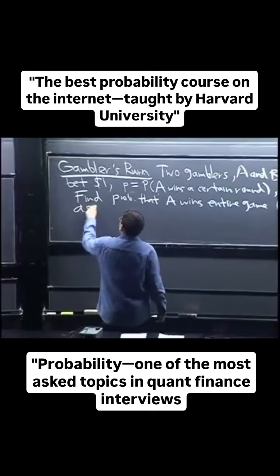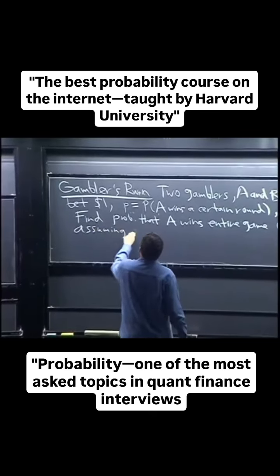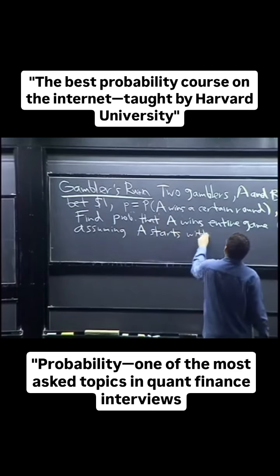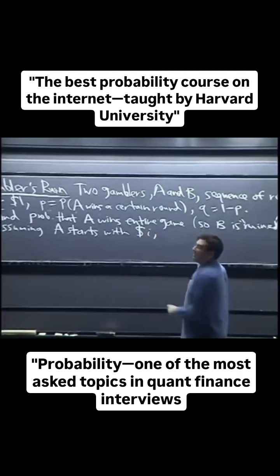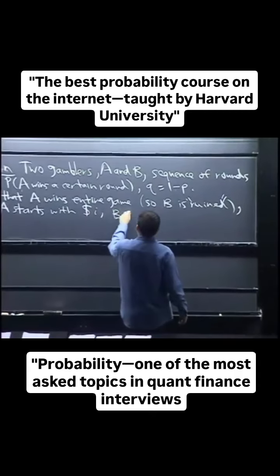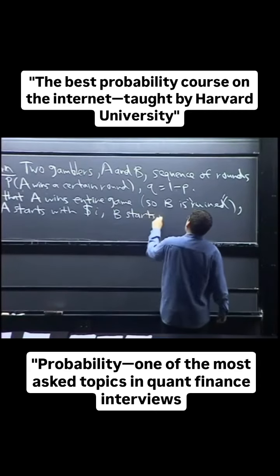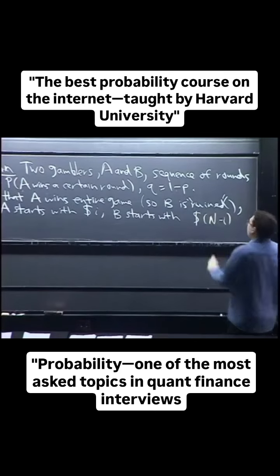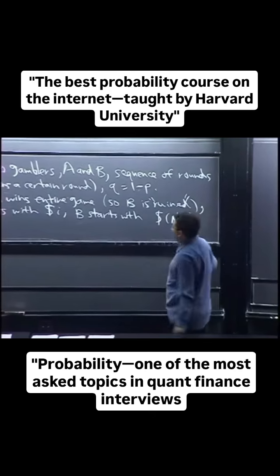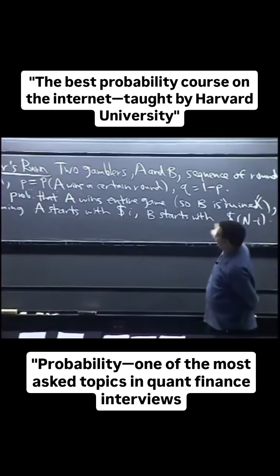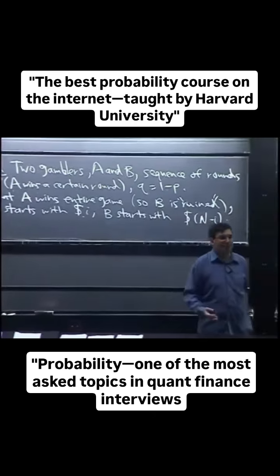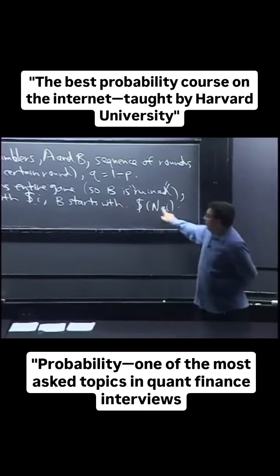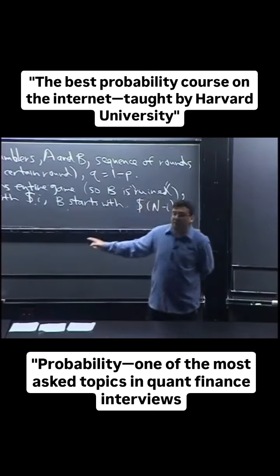Now, we need to assume the initial conditions. Assuming that A starts with i dollars and B starts with N minus i dollars. I chose the notation this way just so that i makes me think of an integer, because I'm assuming integer dollars going back and forth. And I call B's initial wealth N minus i because then the total is capital N dollars.